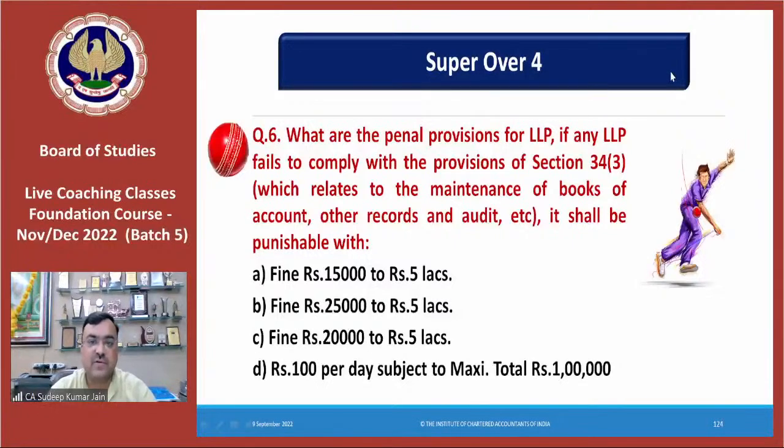What are the penal provisions for LLP if any LLP fails to comply with the provisions of section 34 subsection 3, which relates to the maintenance of books of account, other records and audit? Please read this question in the way where the penal provisions are for LLP if any LLP fails to comply with the provisions of section 34 subsection 3 only. Ignore the rest, which relates to maintenance of books of account, other records, audit. It shall be punishable with fine 15,000 to 5 lakh, 25,000 to 5 lakh, 100 per day, subject to maximum total 1 lakh.